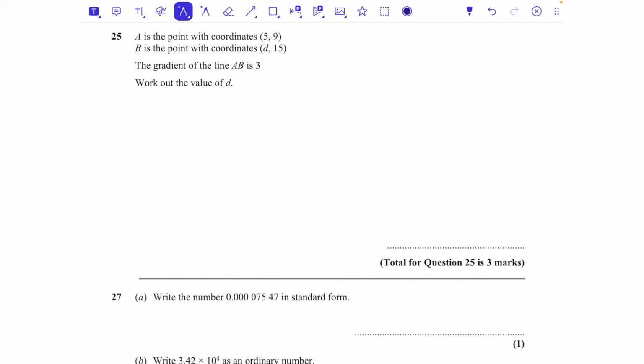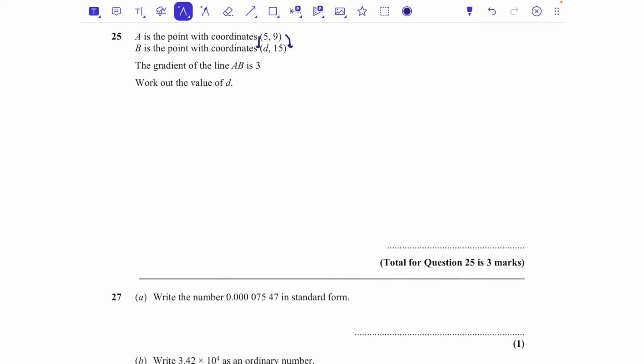A is the point with coordinates 5, 9, and B is the point with coordinates D, 15. The gradient of the line AB is 3. Work out the value of D. Okay, so for gradient, we do rise divided by run. Now, the rise is how much the y coordinate has changed, and the run is how much the x coordinate has changed.